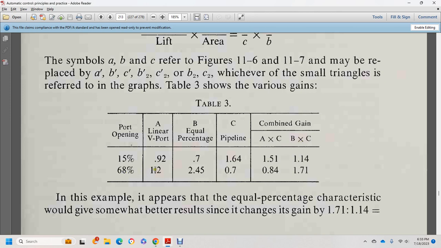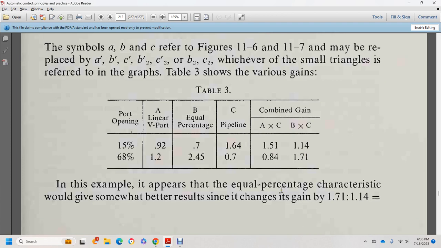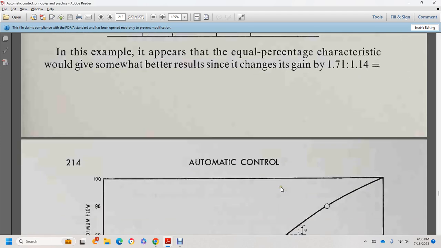At 68% port opening, linear 1.2 tenths, equal percentage 2.45 on B, and pipeline 0.7, and combined gains 0.84 and 1.71. In this example, it appears the equal percentage character will give us one of the better results in the sense of the gain, with this 1.71 to 1.14.